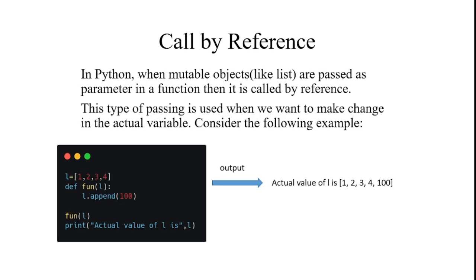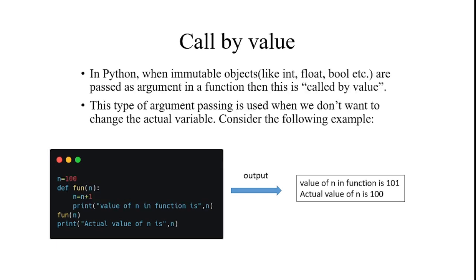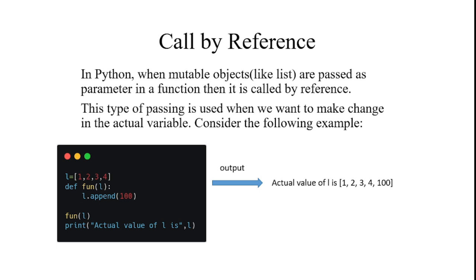But in the same case, if we use call by reference and we are passing a mutable object, like a list, and we change the list by adding the number 100 into it, then its value will be permanently changed. Means outside the function its value will also be changed, whereas in the previous case the original value remains the same, but if we use call by reference, the original value also changes.